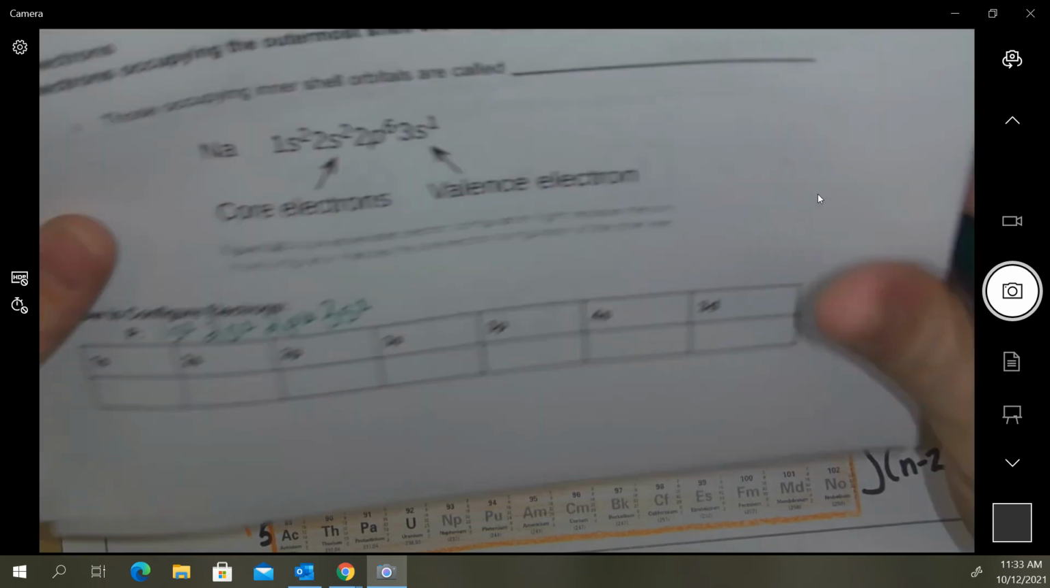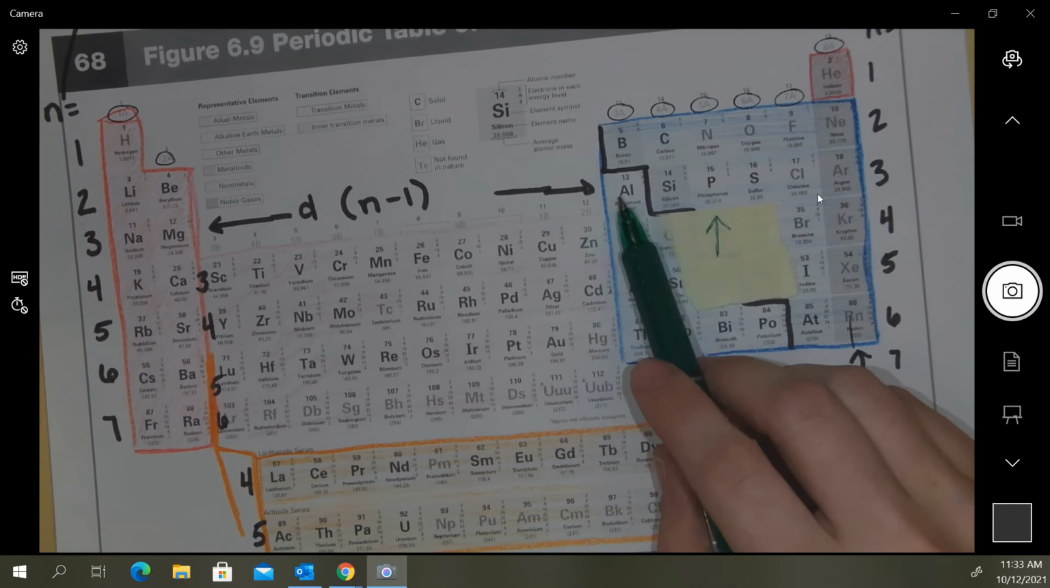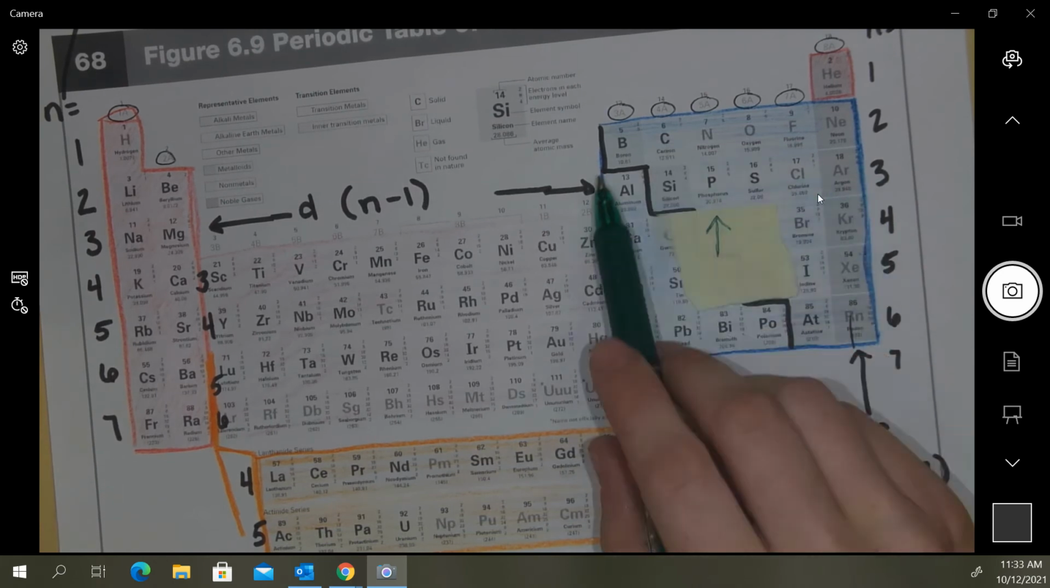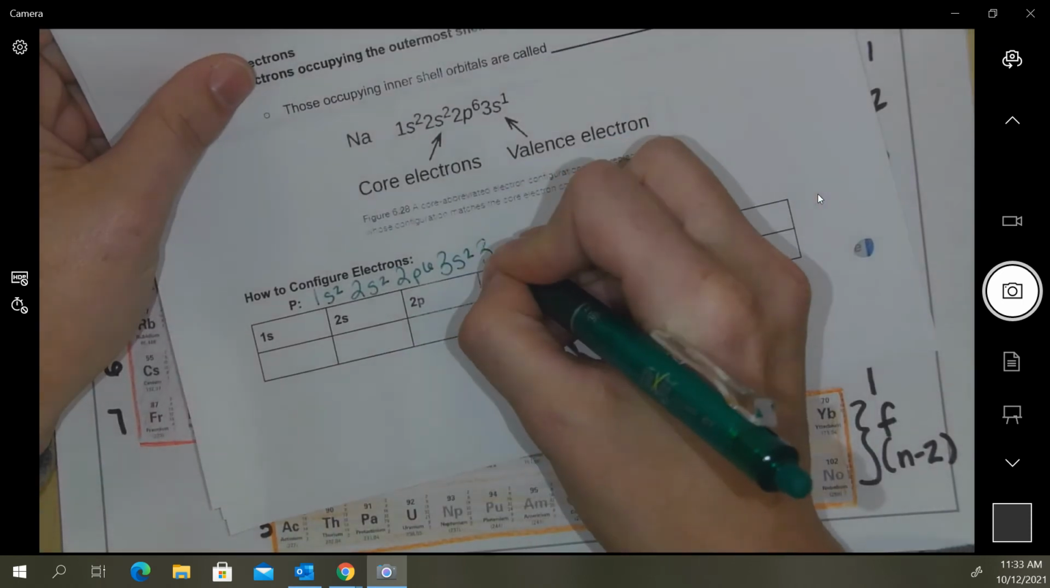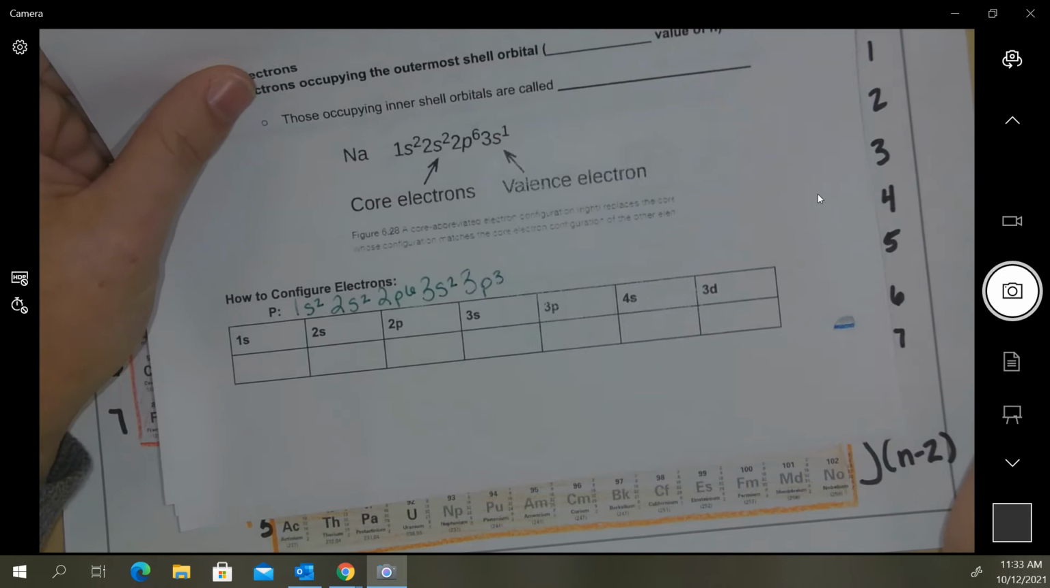We need 3 more. If you look at phosphorus, we're in level 3. We're in the p orbital. It's in spot 3. So it's in 1, 2, 3. So our final part of our configuration is 3p3.